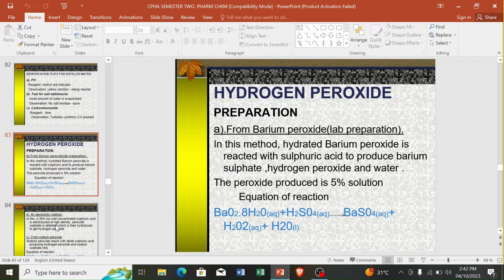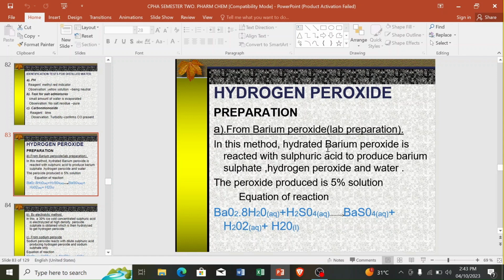We look at another compound of oxygen, and that compound is called hydrogen peroxide. So we also need to prepare hydrogen peroxide. Hydrogen peroxide can be prepared in a number of ways. The first is preparing it from a peroxide itself. And here we prefer to take barium peroxide, that is in the laboratory.